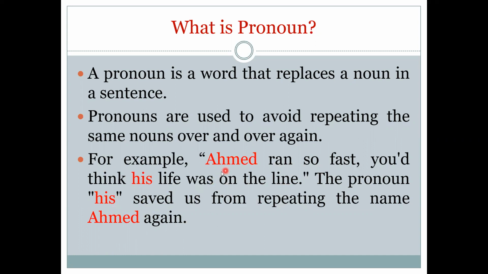Here, look at the red line: Ahmad is a noun and his is a pronoun. So his is telling us about Ahmad. Whose life? Ahmad's life. If we say Ahmad ran so fast, you would think Ahmad's life was on the line, it is repetition, two times we write Ahmad. So to avoid the repetition, we use the pronoun his here. Understand, students?